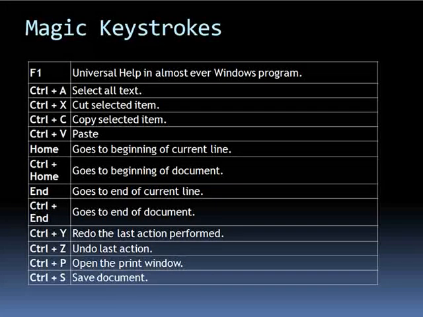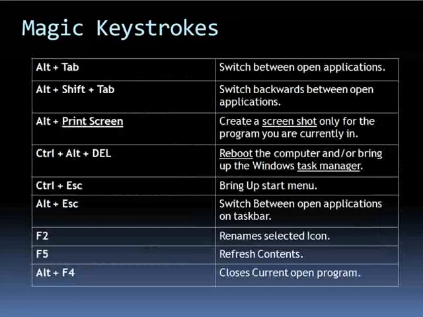Control Y redoes the last action you just performed. Control Z will undo the last action. Control P prints. And Control S saves. These are pretty much universal across Windows, no matter what software you're running. You can be running Adobe software, you can be running Microsoft software inside Windows. They'll all do these same functions.